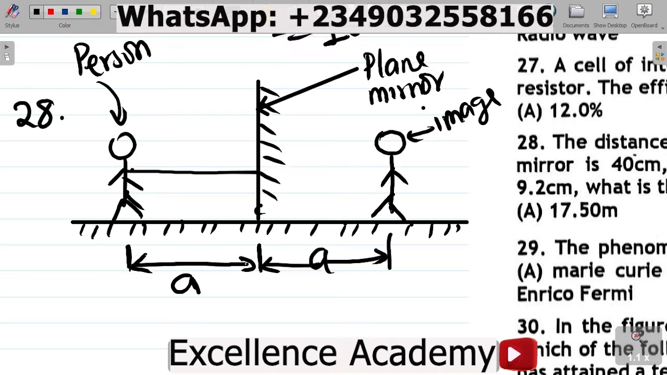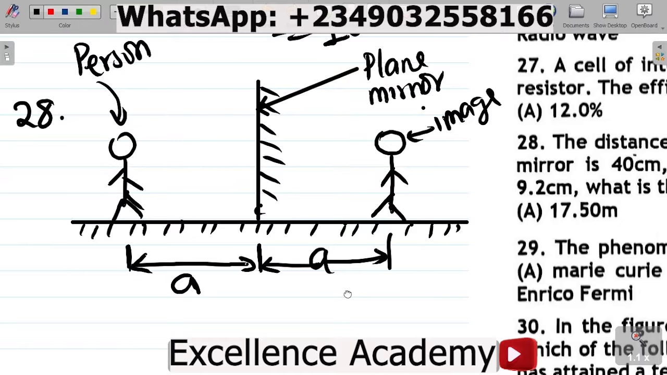The second thing you want to note is that a plane mirror gives you the exact same size of the image. That means the image would look exactly like the object or the person. There is no increase, there's no decrease, there's no magnification, and there's no diminishing, just the same.